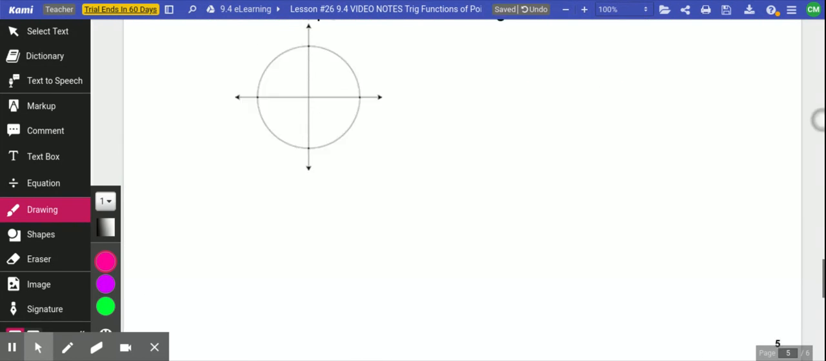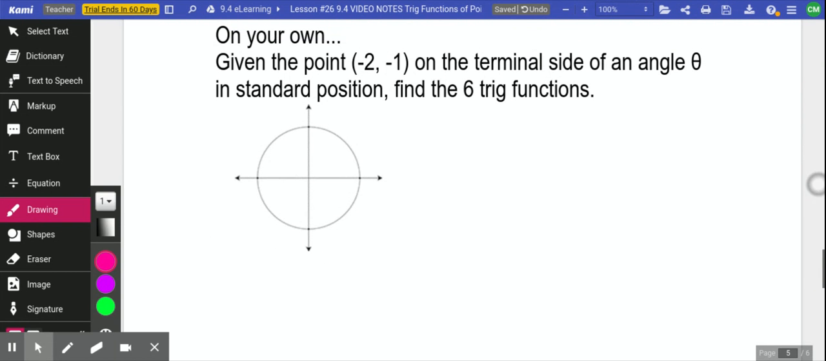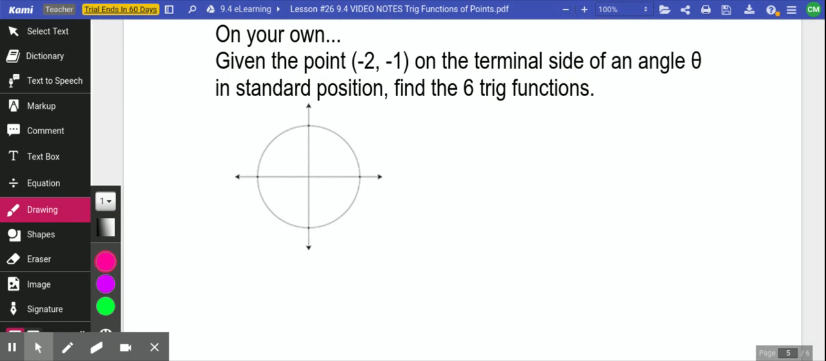So on your own, here is an example. The point's -2, -1. That means it's going to be negative, negative. That means it's going to be down in the third quadrant. So go ahead and draw that. Find the 6 trig functions. Go ahead and pause. When you unpause, I will magically give you the answers.